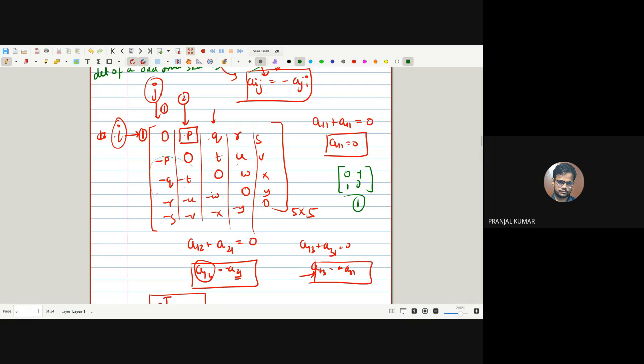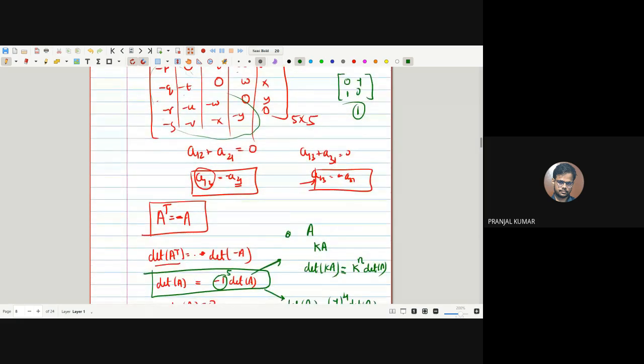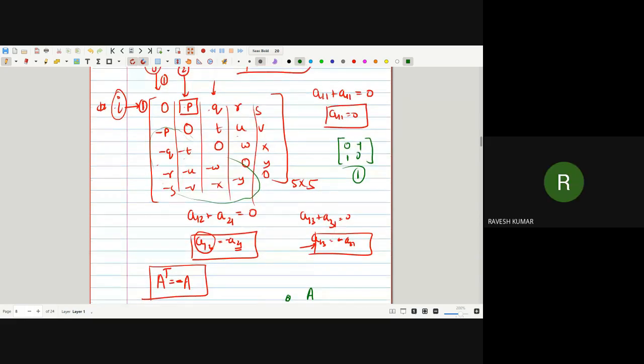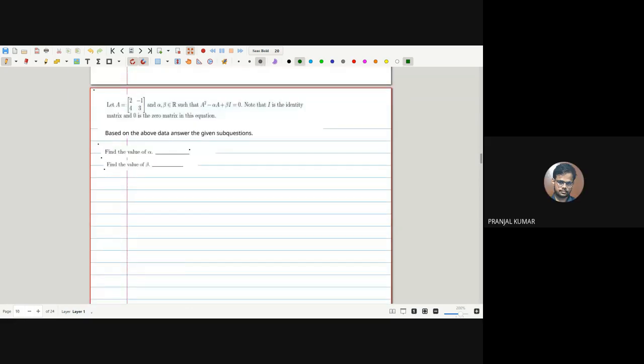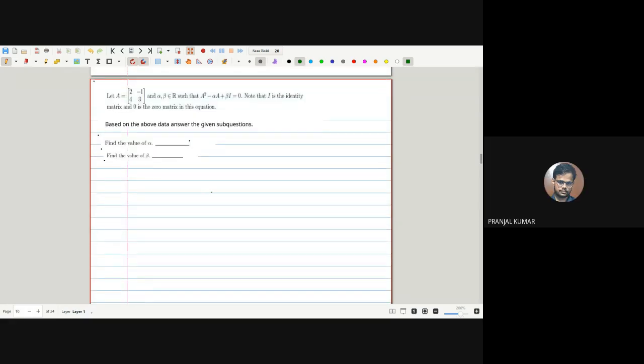If it is a triangular matrix, then you can directly tell the determinant from the diagonal elements. Whether it be upper triangular, lower triangular, or both, that is a diagonal matrix, you can then tell. Clear? Okay, let A be this matrix.